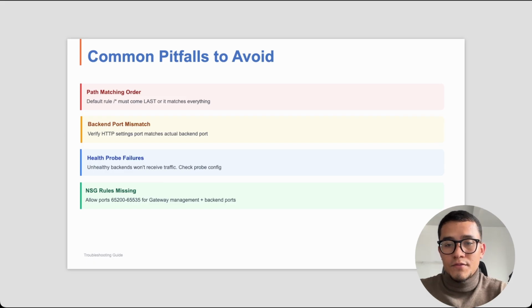Health probe failures. If your backends are marked unhealthy, no amount of routing will help. Check your health probe configuration and make sure your backends respond correctly. And finally, NSG and firewall rules. Application Gateway requires specific subnet rules, so make sure your network security groups allow that.